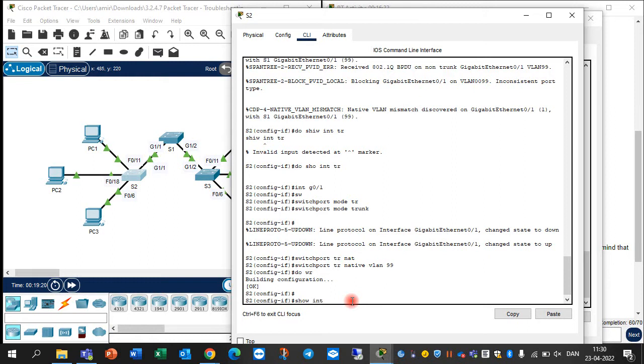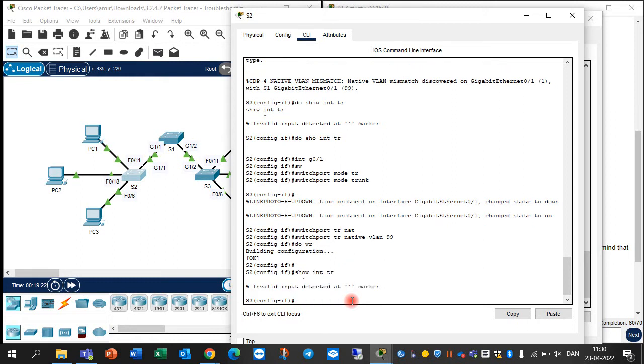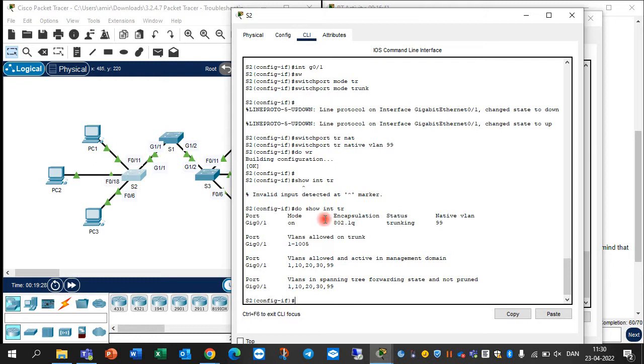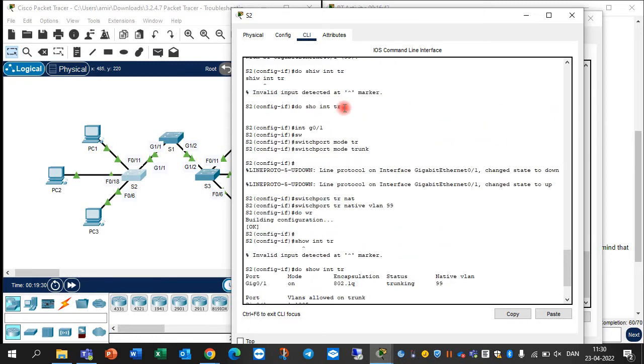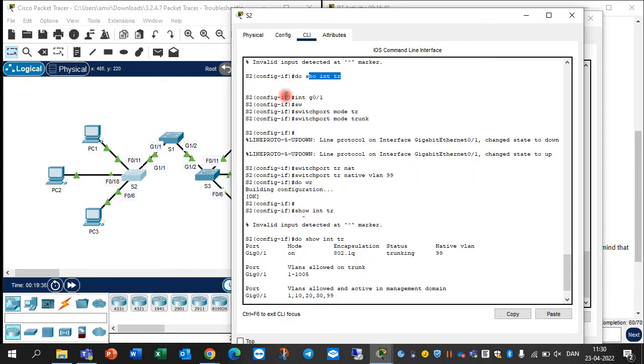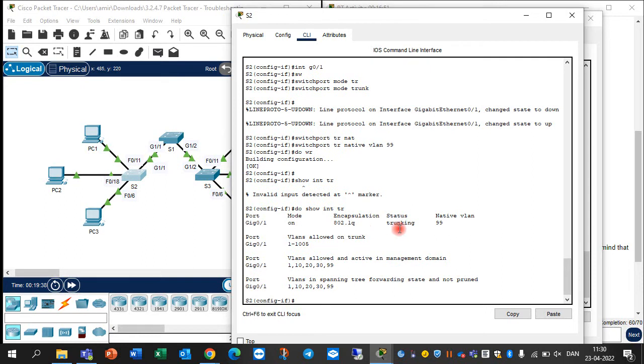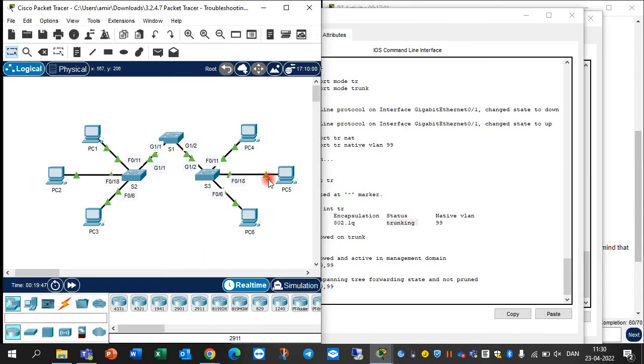Show interface trunk. And we need also to do it because it's configure mode. And you can see now, before that here, show interface trunk, there's nothing in the database, but now in the database you can see G01 is a member of native VLAN 99, and trunking mode is active right now.